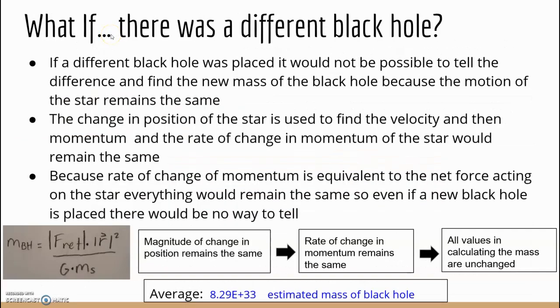If a different black hole replaced the current one, it would be impossible to tell the difference and find a new mass, because the motion of the star remained the same. Because the position data found remained the same, the velocity, momentum, and rate of change of momentum components remain the same, even with a new black hole. None of the values used to calculate net force change, so when the mass of the black hole is calculated with the gravitational force rearranged, there would be no difference and the estimated mass would still be 8.29 × 10⁻³ kg, as the mass is proportional to the net force.